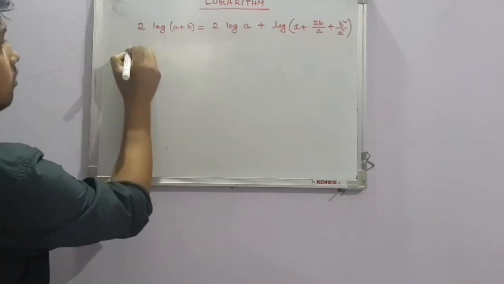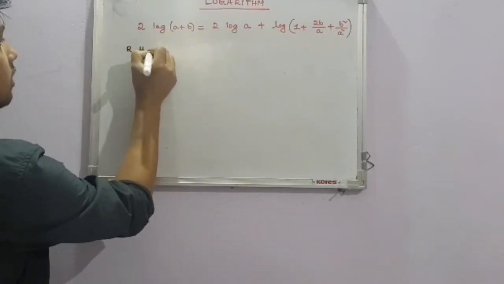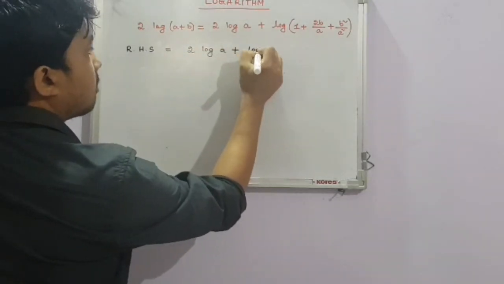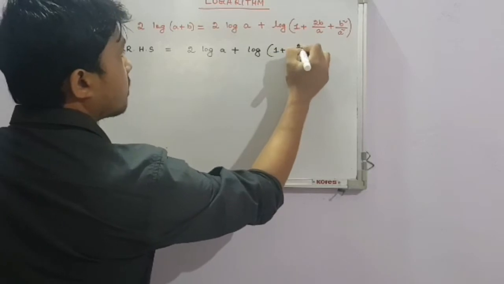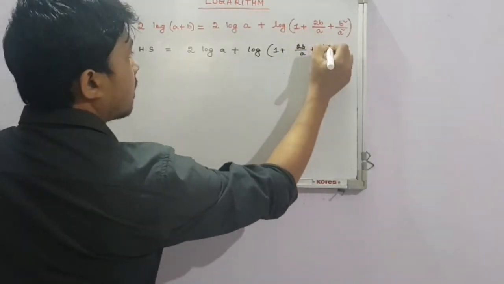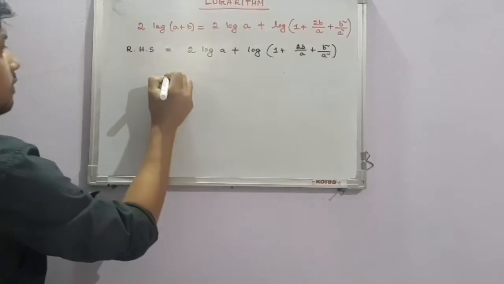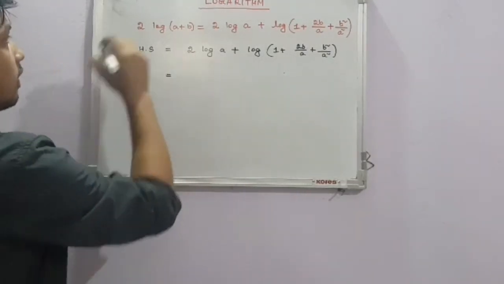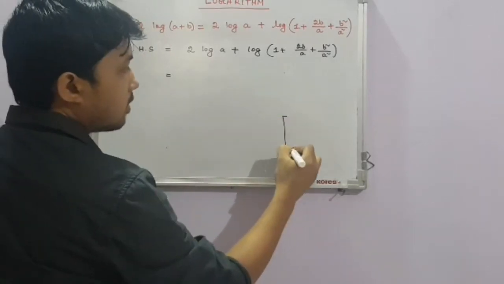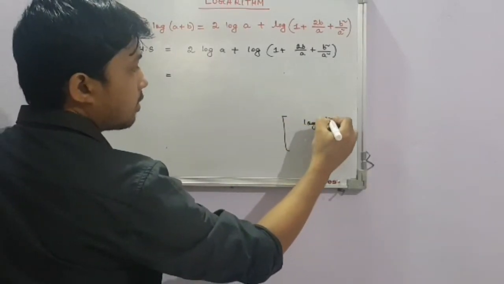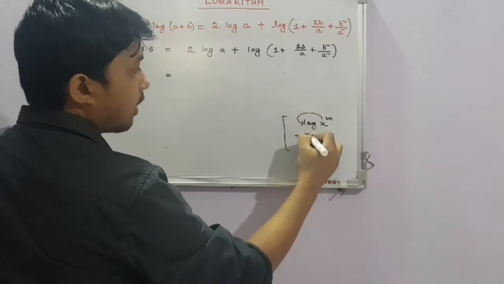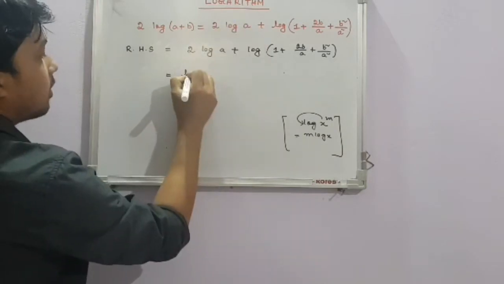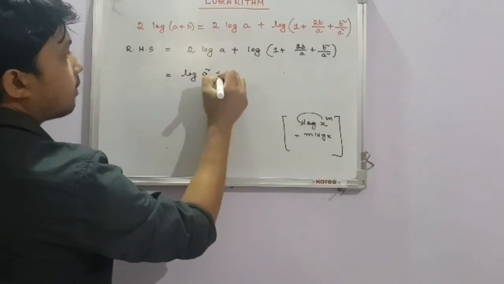It will be better if I start with the right hand side. So I'll rewrite the right hand side for you. This is 2 log a plus logarithm of (1 plus 2b by a plus b square by a square). You know the properties now? What happens to this power? Let's recall the properties. If you have log of x to the power m, this m goes here, so m log x. In the same way, this 2 will go up if I do the reverse, so this will be log a square.